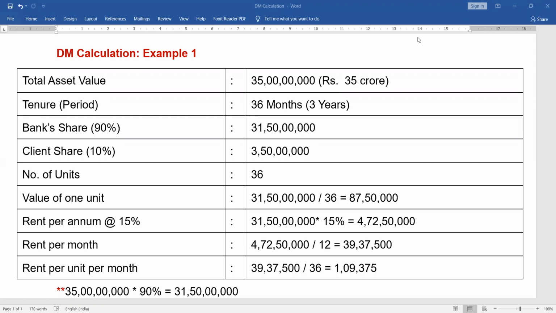Suppose there is a building which is going to be purchased by the bank as well as by the client or the customer. The total asset value, the total value of the house, is 35 crore. And there is an agreement between the bank and the customer. Within 3 years, the customer will purchase the share of the bank.